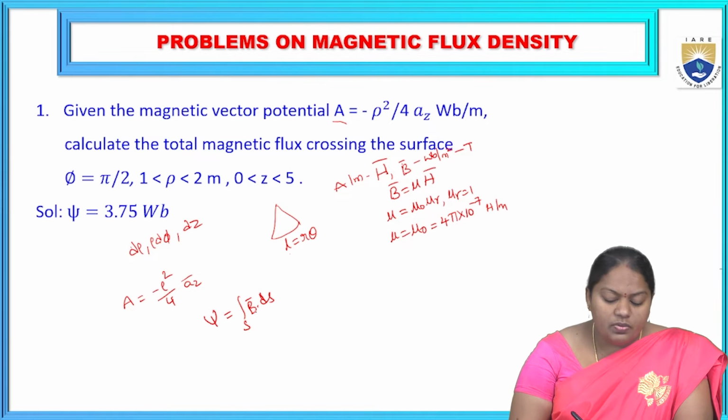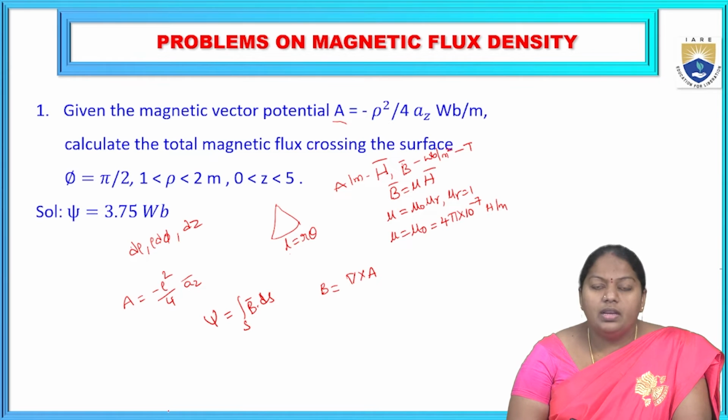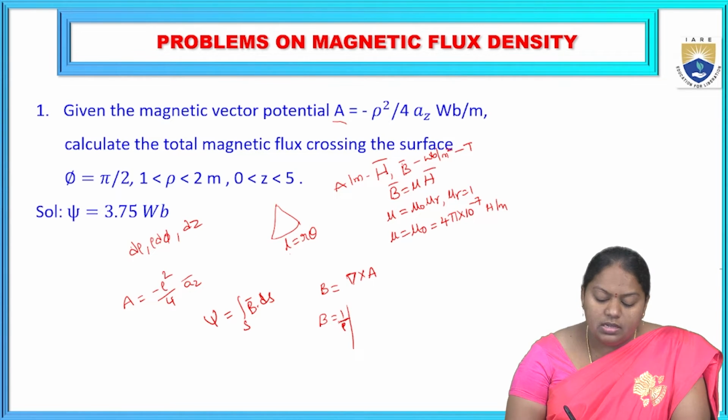The relation between B and A is B equal to del cross A. Given A is expressed in terms of the cylindrical coordinate system, hence B can be written as B equal to del cross A. So 1 by rho, why? Because we are talking about the cylindrical coordinate system, hence it is represented here as 1 by rho.